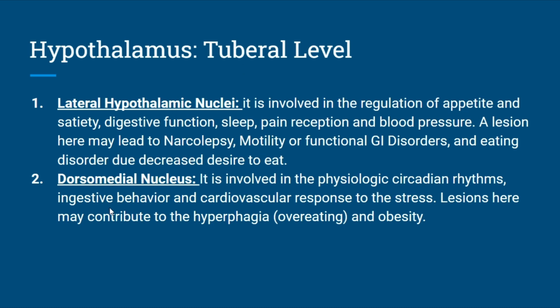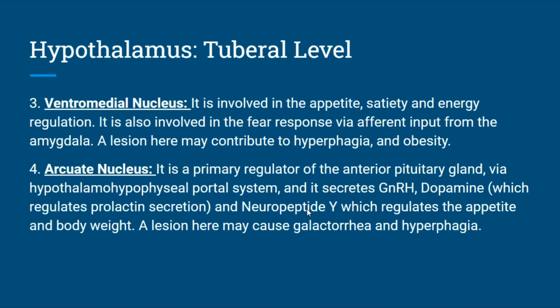The second nucleus in the hypothalamic tuberal level is the dorsomedial nucleus, which is involved in the physiologic circadian rhythms, ingestive behavior, and cardiovascular response to stress. A lesion here may contribute to hyperphagia or overeating and obesity. The third nucleus present in the tuberal level is the ventromedial nucleus, which is involved in appetite, satiety, and energy regulation, and it's involved in the fear response via afferent input from the amygdala. A lesion here may contribute to hyperphagia and obesity.